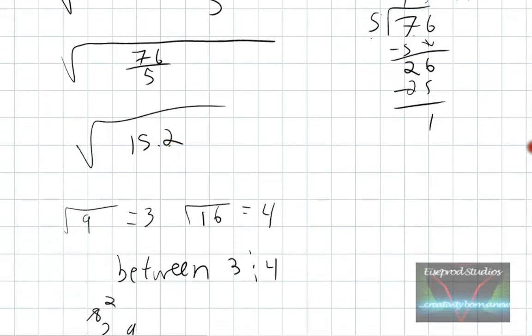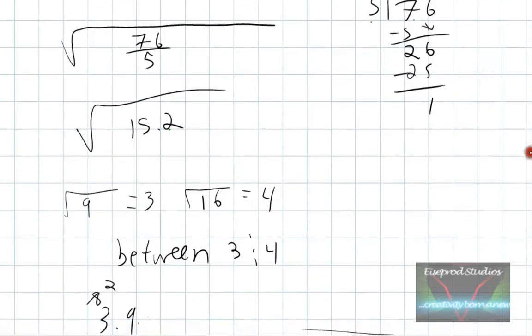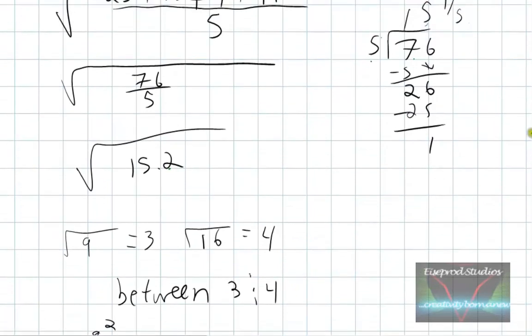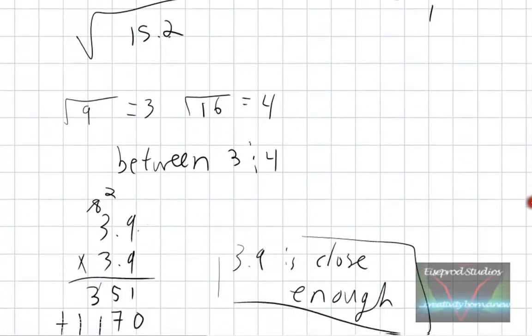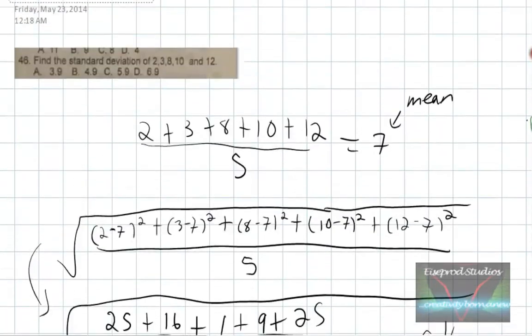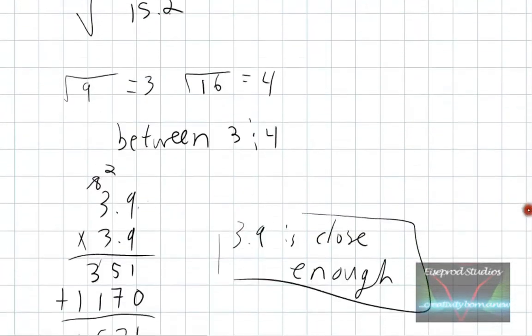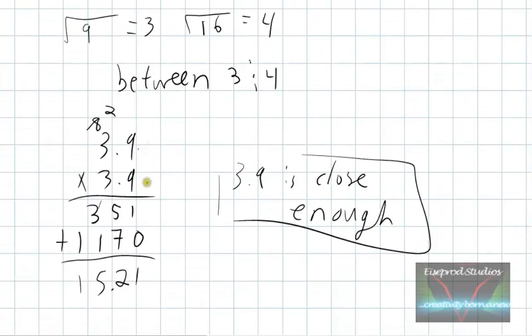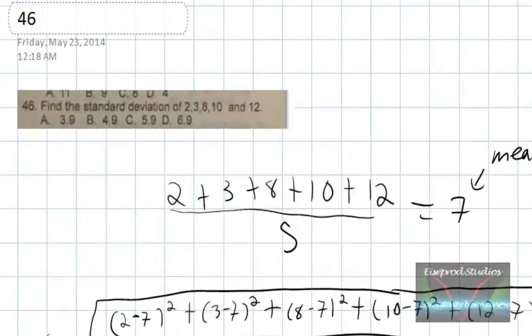To get the square root of 15.2, the method that I used was I found numbers that were fairly close. So I knew that the square root of 9 is 3, and that the square root of 16 is 4. So the square root of 15.2 has to be somewhere in between there. Looking at my options, 3.9 was the only option that would have matched. So I checked it. I did 3.9 times 3.9, and I got 15.21. So 3.9 is close enough, and that's your answer.